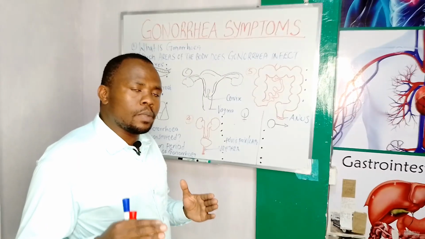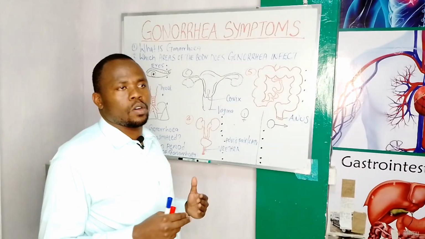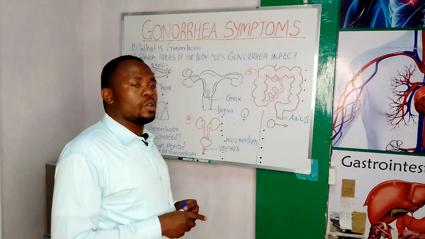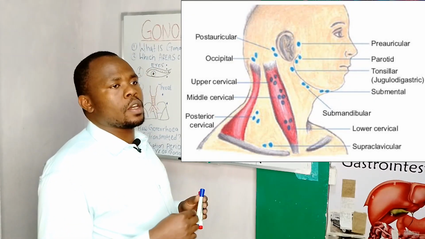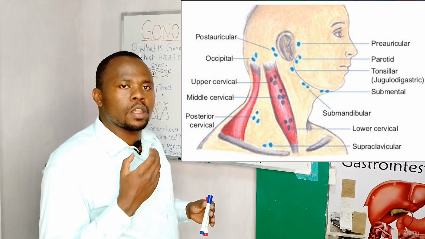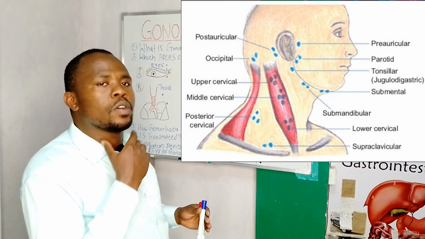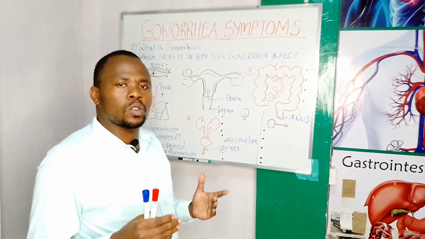So what are the symptoms when you have gonorrhea of the throat? One, you will have a sore throat. Number two, you will have swollen lymph nodes. The lymph nodes are the tonsils. There are so many types of tonsils around the neck. So they also swell.